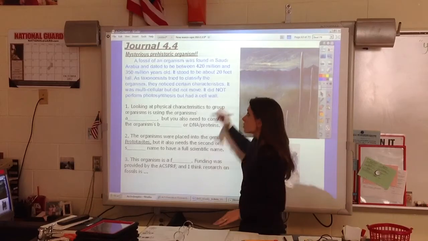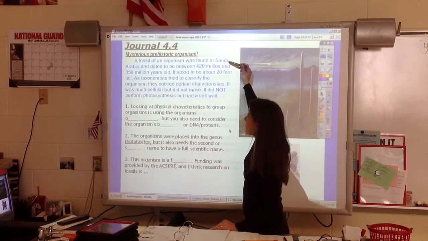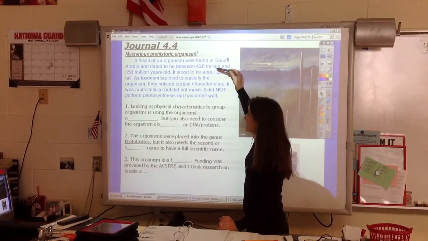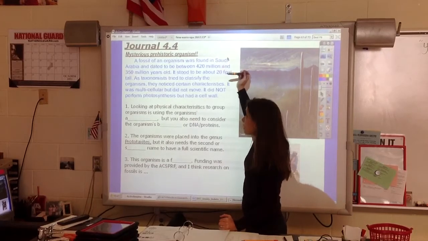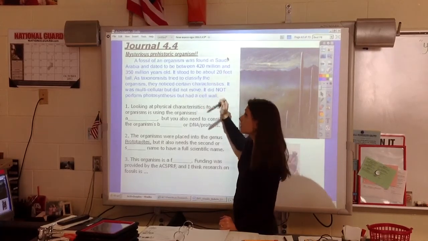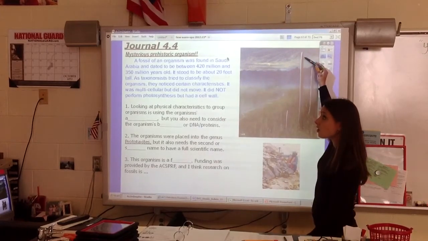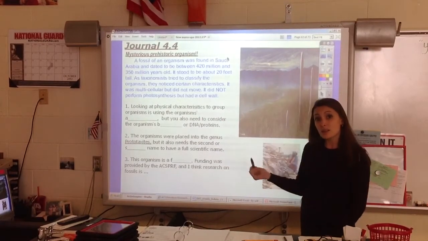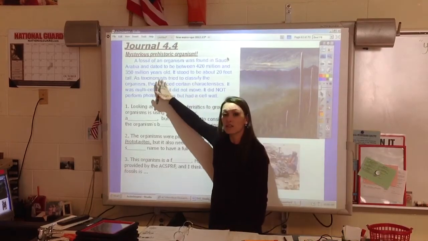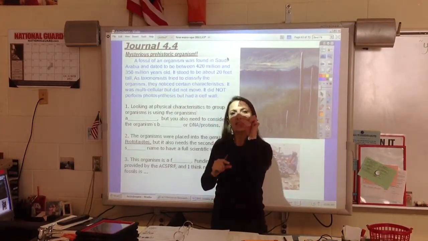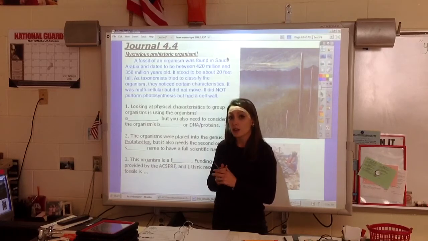to each other. So a fossil of an organism was found in Saudi Arabia, and it was dated to be between 420 million and 350 million years old. It stood to be about 20 feet tall. As taxonomists, or people who give names, taxonomy is these levels of classification. We'll see that in our notes today.